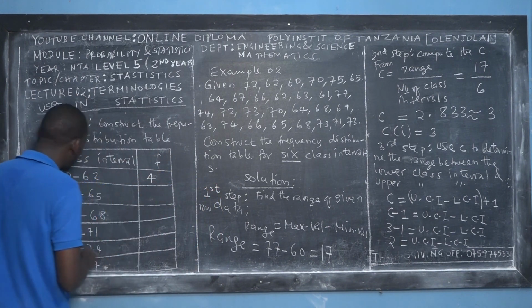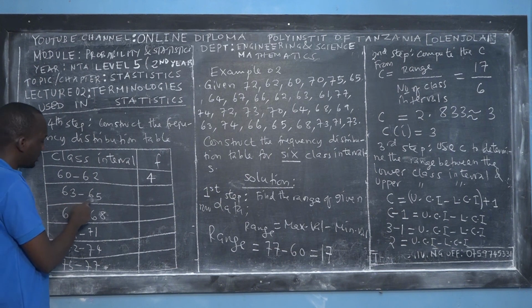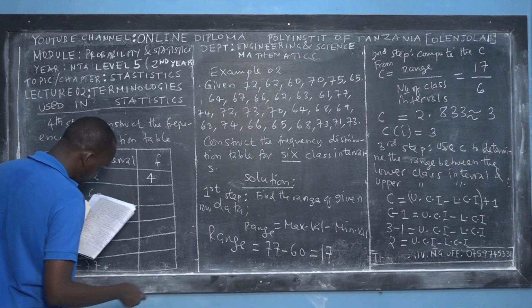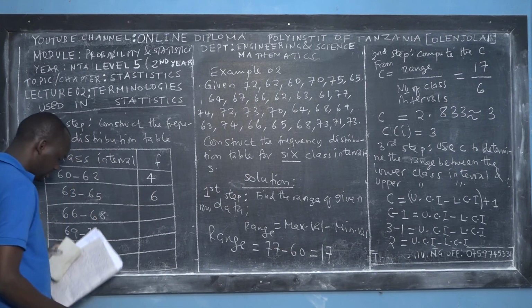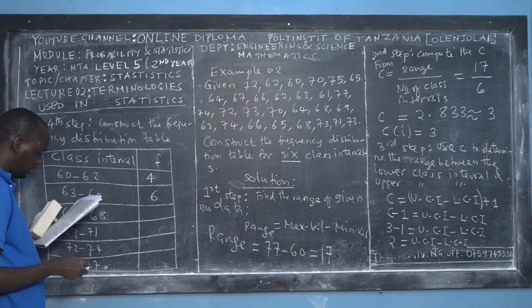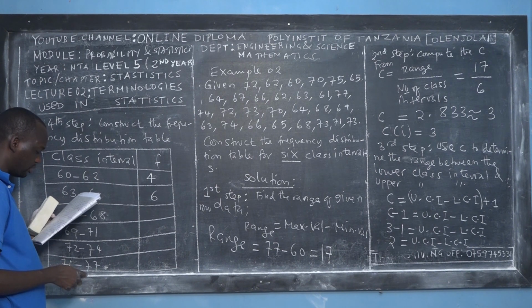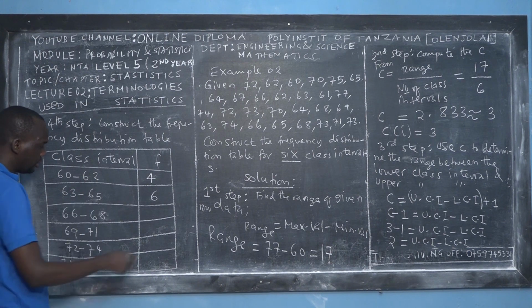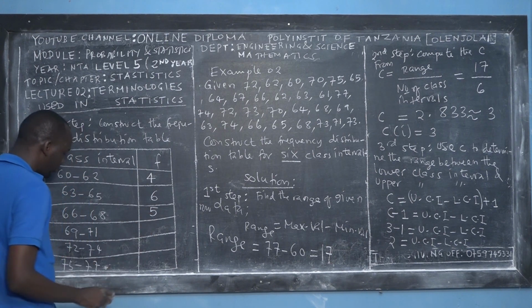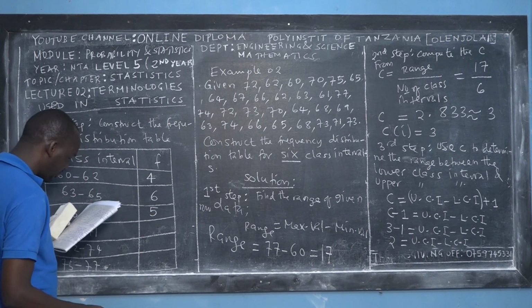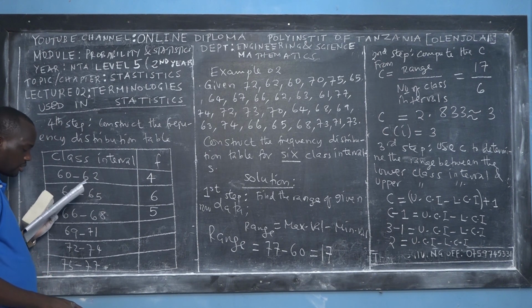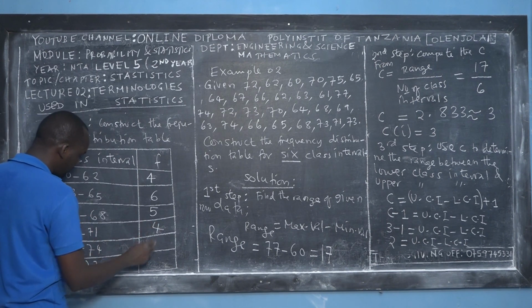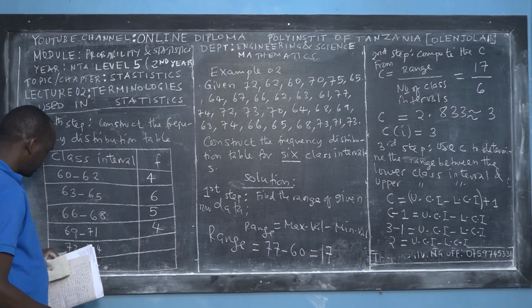Again, you can count the numbers that range between 63 to 65. If you do your counting well, you get 6. And then you do the counting for numbers that range from 66 to 68. When you do your counting, it will be 5. Then you count numbers from 69 to 71. The counting number is 4.